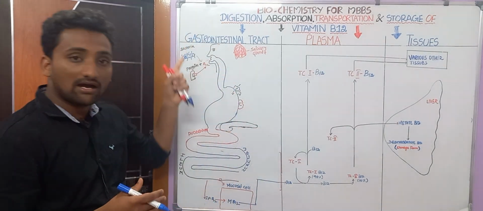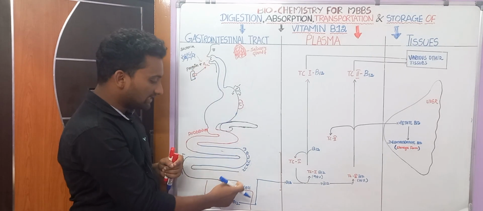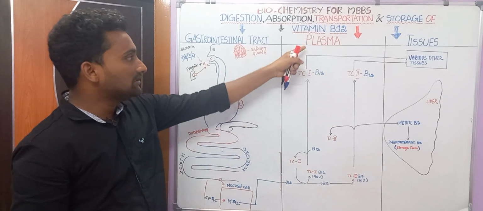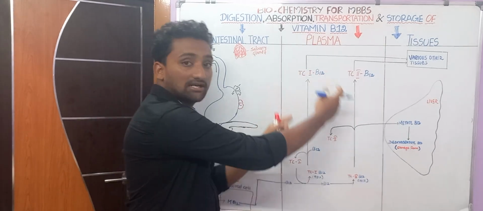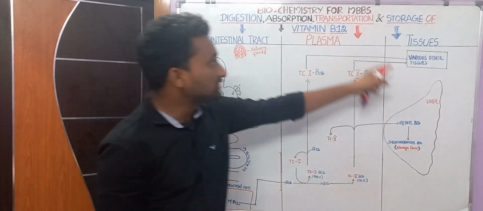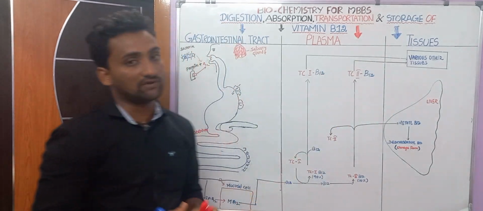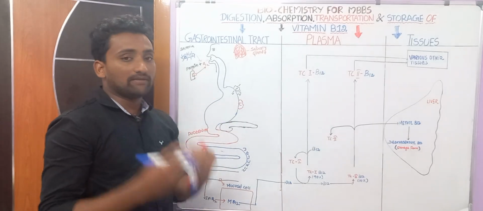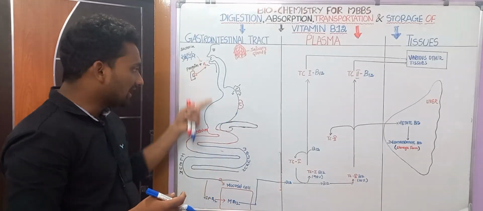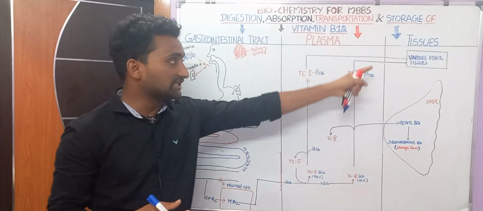Digestion occurs in the gastrointestinal tract, starts from the mouth and ends with the ileum. The absorption takes place in the plasma, of course in the transportation also, and in tissues storage takes place. Tissues like liver and other tissues, storage of vitamin B12 takes place. So we will see how vitamin B12 gets digested from stage 1 to the last stage, the storage stage in tissues.